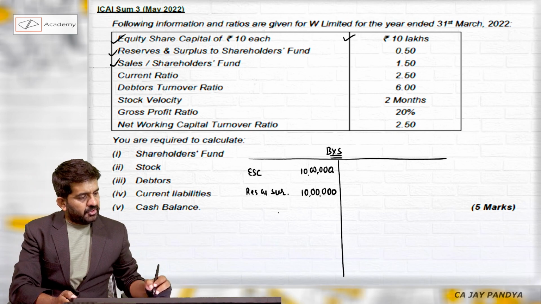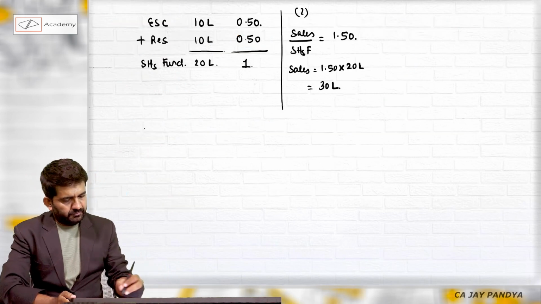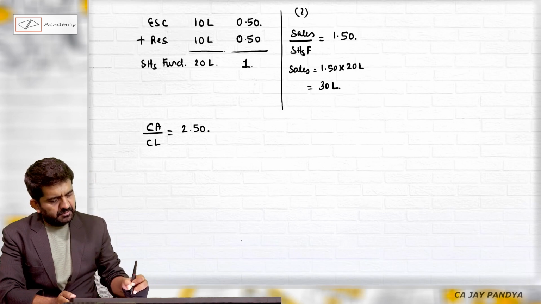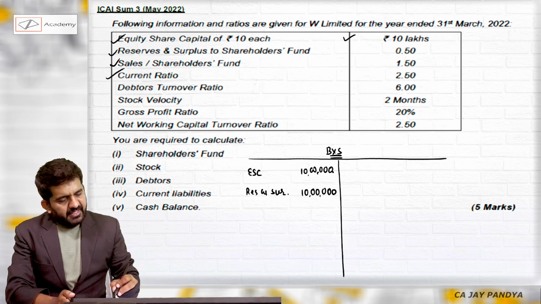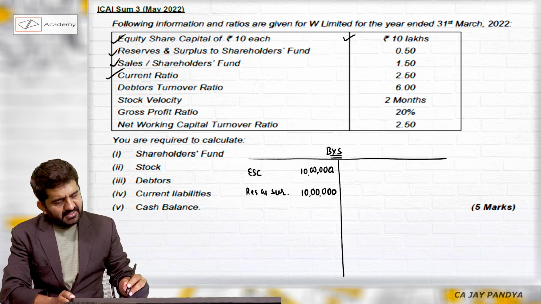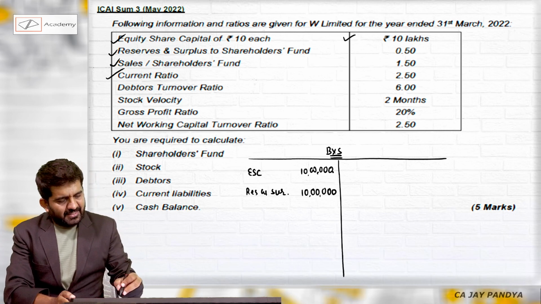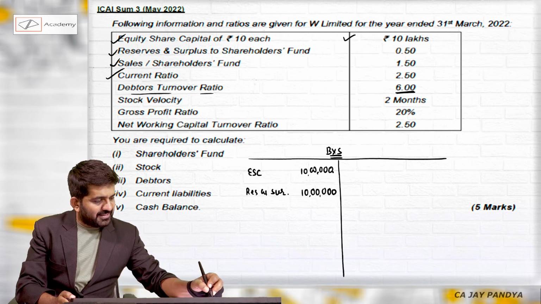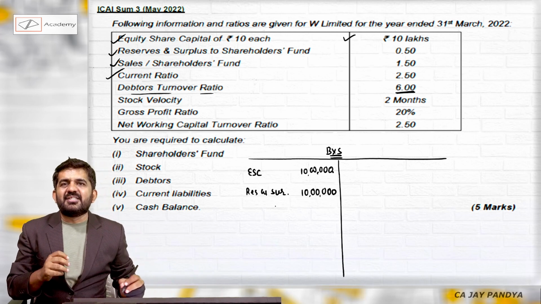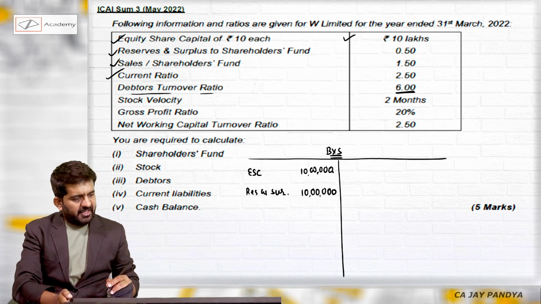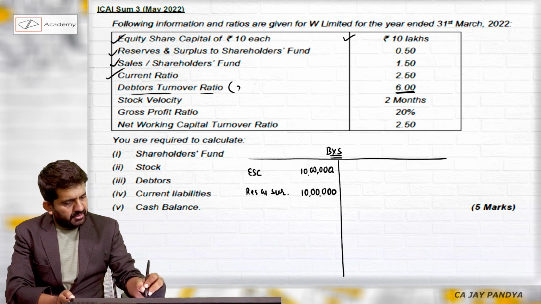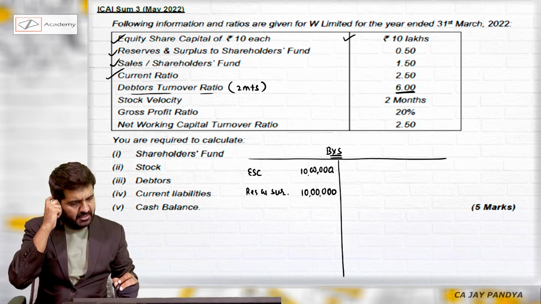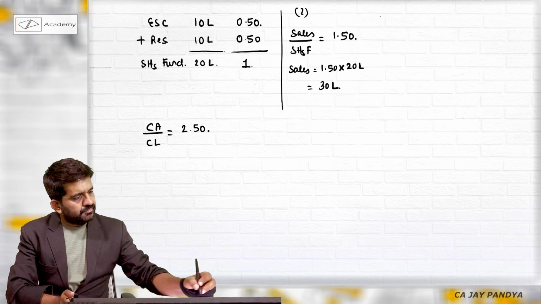Current ratio is 2.50. Current assets divided by current liability is 2.50. All right. Debtors turnover ratio, we are having sales. We can always assume that all sales are on credit. Debtors turnover ratio is 6 times. 6 times is nothing but every 2 months. So it is ultimately 2 months. Debtors credit period is 2 months, which is 6 times in a year.